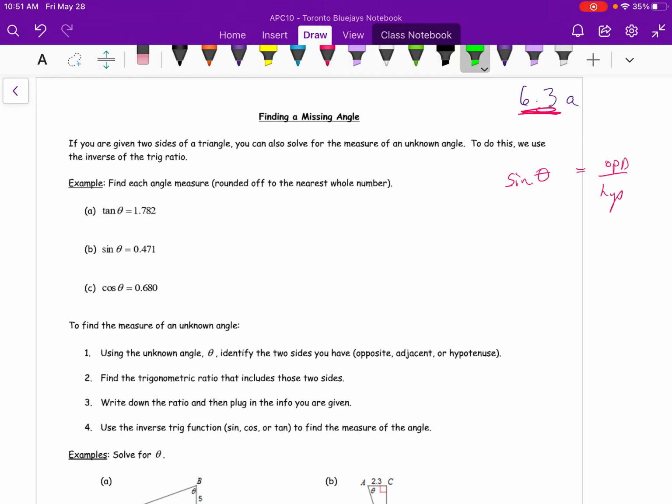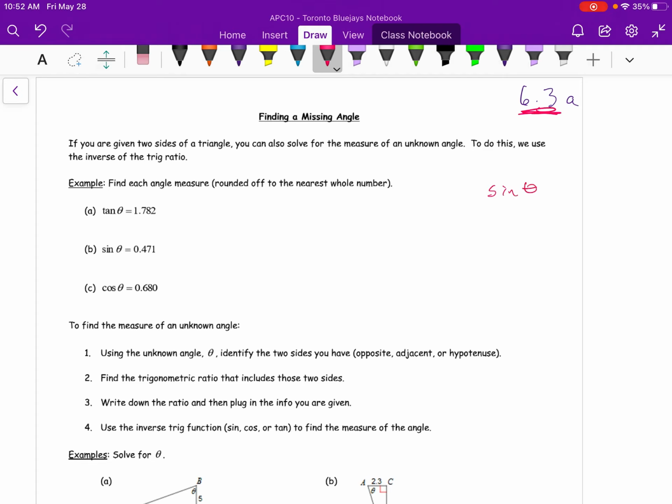Now, suppose that we know the opposite side and we know the hypotenuse side. Remember what I said earlier, that this equation actually has three pieces of information. If you know two sides, the opposite and hypotenuse, or actually any two sides, you can find the angle that you're interested in.